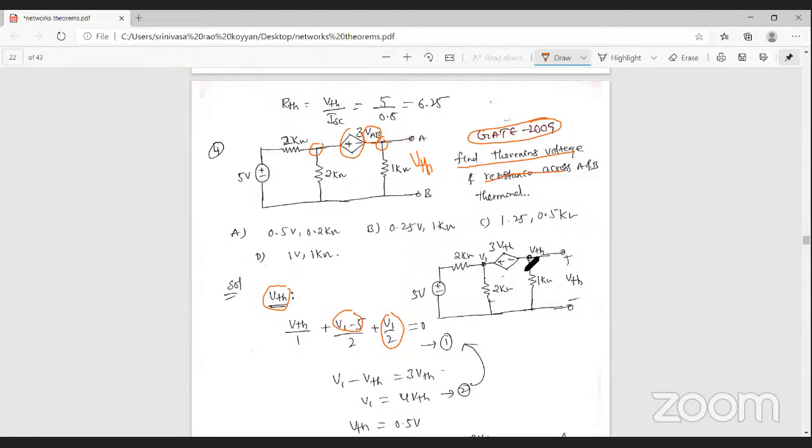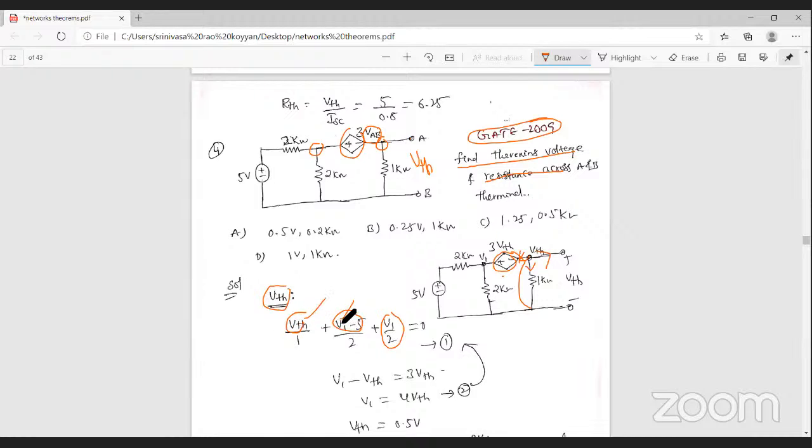To apply the KCL in this node, only one current is leaving. Why? Because here it is an open circuit, there is no current passing through this path. In this also a path is given, but it is a super node path. That's why we do not write the current equation or current value in this path. Only one path is available here, that is VTH minus ground voltage, VTH minus 0 by 1 kilo, that is VTH by 1. Let us call this equation 1, but in this equation there are two unknowns, V1 and VTH.